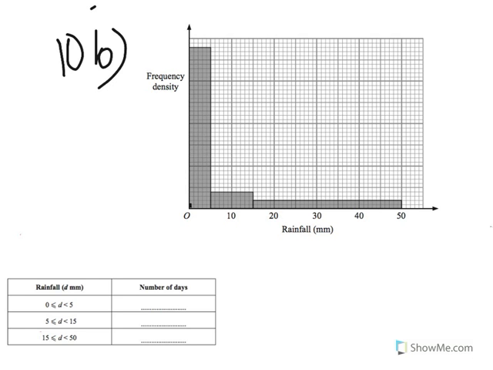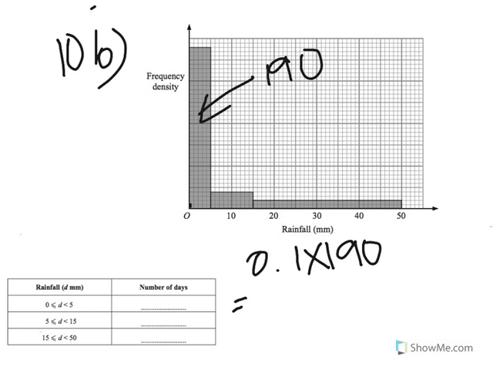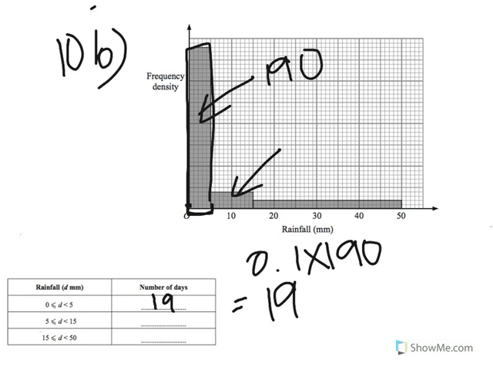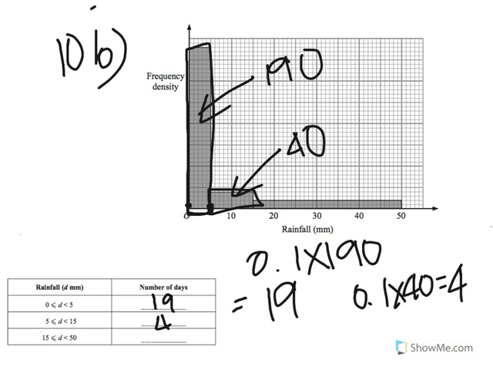So in this bar, there are 190 boxes. So all you got to do is 0.1 times 190, and you're going to get a frequency of 19. So that means in the 0 to 5 category, which is this bar, there are 19 days where it rains in that category. And do the same for the rest. So over here there are about, I think, 40 boxes. So it's 0.1 times 40, which is 4. So it rains 4 days in this bar.